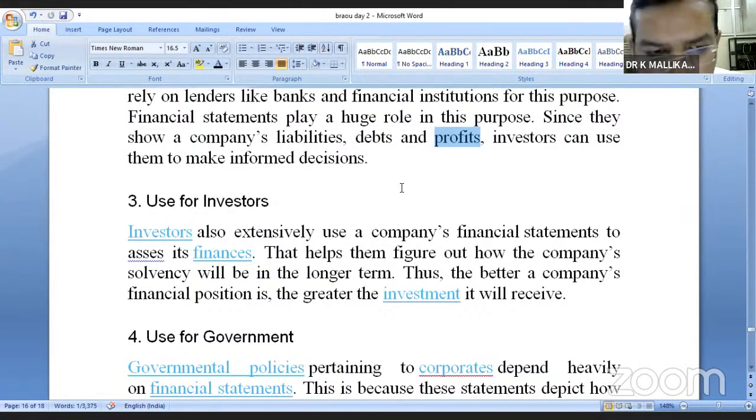Investors are most concerned about these financial statements. See, investors move before the declaration of financial statements, Q1 reports and financial reports.